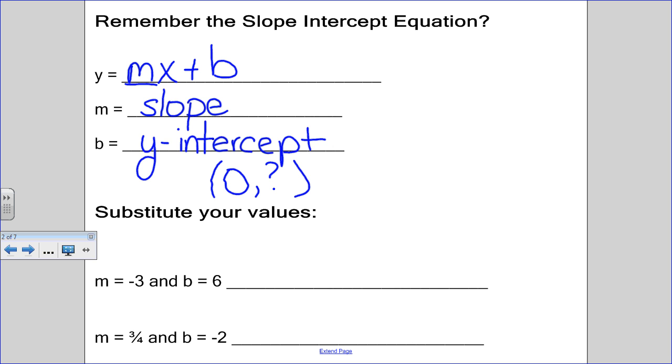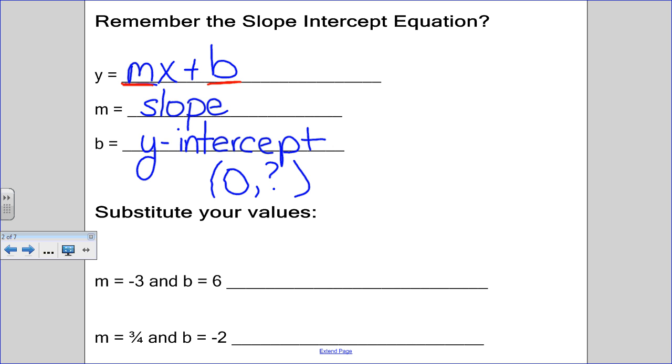So if we are given the values for slope and for our y-intercept, if we're provided the m and the b, we can put together an equation in slope-intercept form pretty easily where we substitute in our number for m and our number for b. Let's try it with a couple examples here.